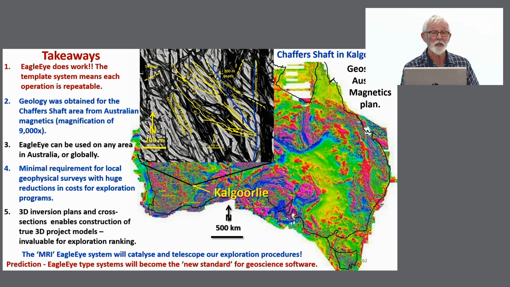If you want to get a 3D model of Kalgoorlie, absolutely beautiful one, do 3D inversion plans and cross-sections of TEM, magnetics, gravity, anything, and you'll get a true 3D project model. The MRI EagleEye system will catalyse and telescope our exploration procedures. And my prediction is that EagleEye type systems will be the new standard for geoscience software in the future.